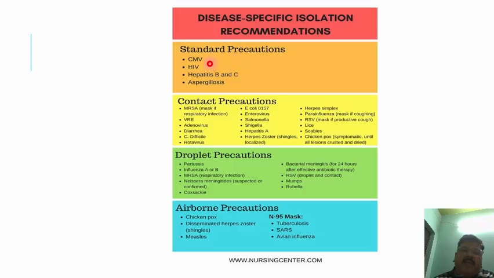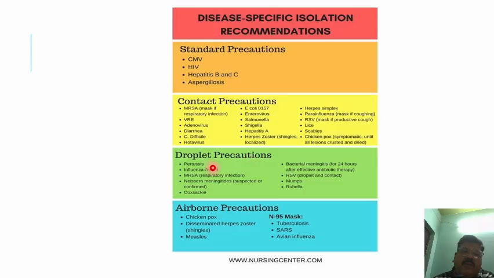Standard precautions, for example, cytomegalovirus, HIV, hepatitis B and C, aspergillosis. Then contact precautions: MRSA, vancomycin-resistant enterococci, adenovirus, diarrhea, Clostridium difficile, rotavirus, E. coli 0157, enterovirus, Salmonella, Shigella, hepatitis A, herpes zoster, shingles, herpes simplex, parainfluenza, respiratory syncytial virus, lice, scabies, chickenpox.